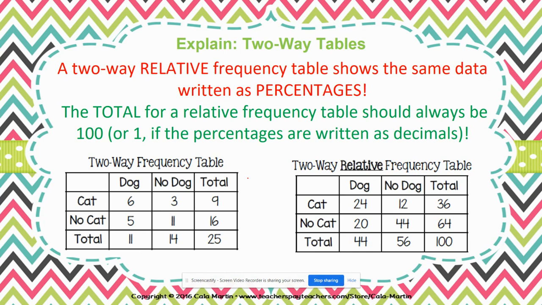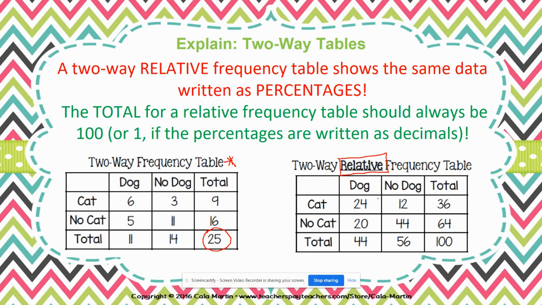Now, there is a difference between a two-way frequency table, which is what we just looked at, and a two-way relative frequency table. We'll talk more about a relative frequency table tomorrow, but what you need to understand is that a two-way frequency table shows you the total number of people who were surveyed. So in this case, there were 25 people surveyed.